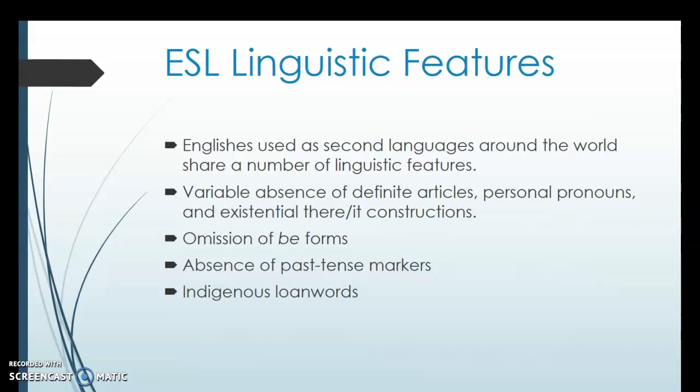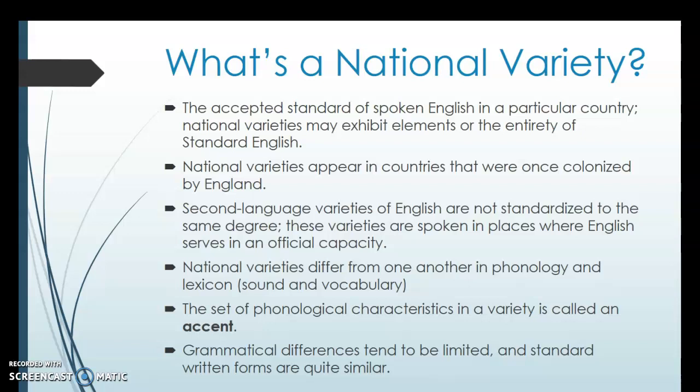So, what is a national variety? A national variety is the accepted standard of spoken English in a particular country which may exhibit elements or the entirety of standard English. For example, the New England variety of English maintains more elements of standard English than several of the other national varieties. National varieties appear in countries that were once a part of the English Empire, and this is not to say that national varieties in English as a second language are the same, because they're not. National varieties are standardized and they have their own conventions, whereas ESL is flexible because it maintains elements of the user's native speech.